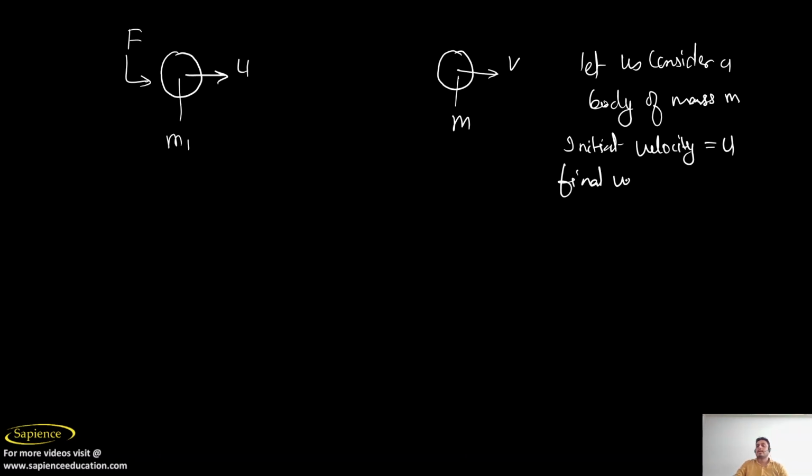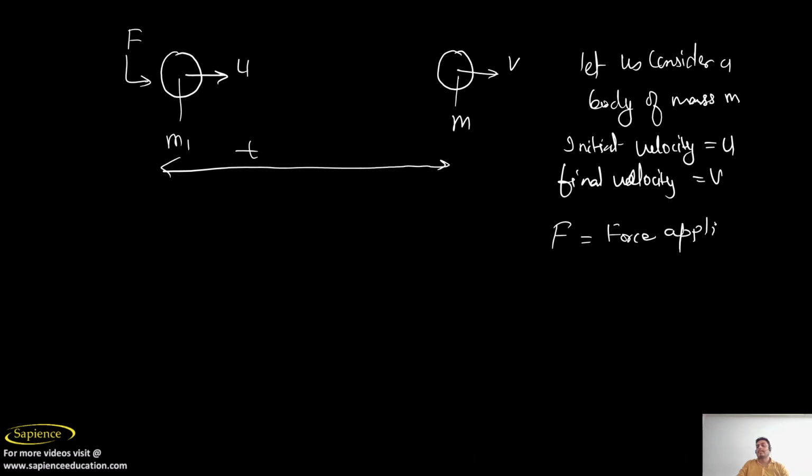final velocity v, and the time taken to travel this distance, or the time for which the force is applied. F is the force applied, and t is the time for which the force is applied. Understood now?